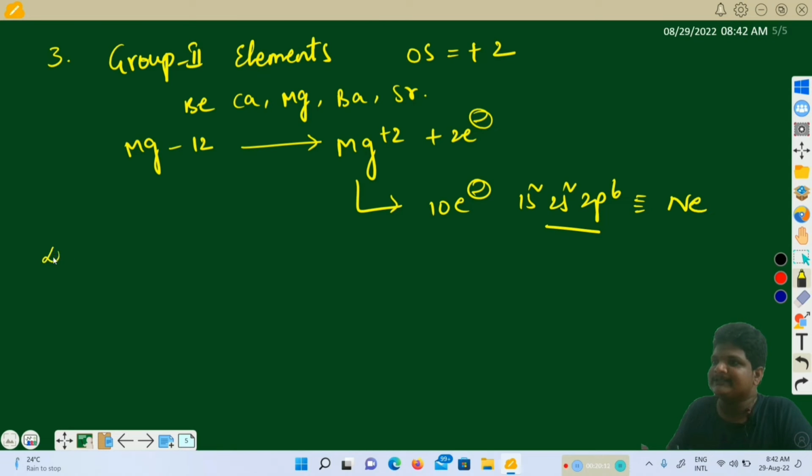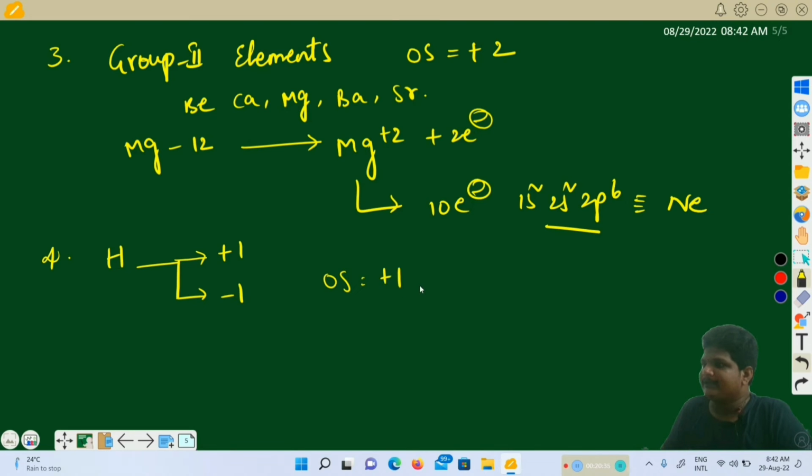Okay, now another rule is related to hydrogen. Hydrogen will exhibit two kinds of oxidation states: one is +1 and the other is -1. In the case of the +1 oxidation state, hydrogen exhibits it with non-metals.